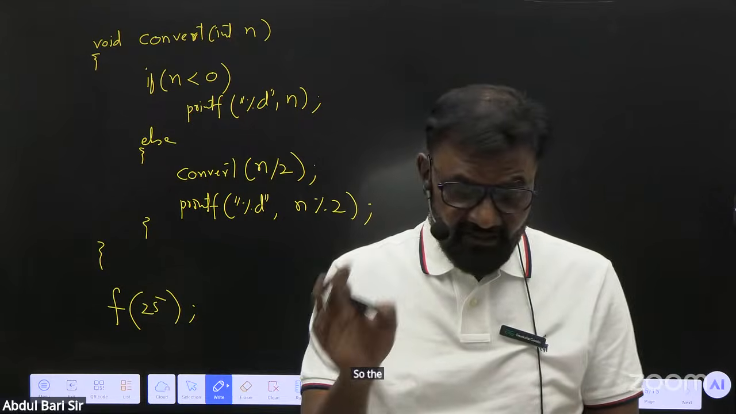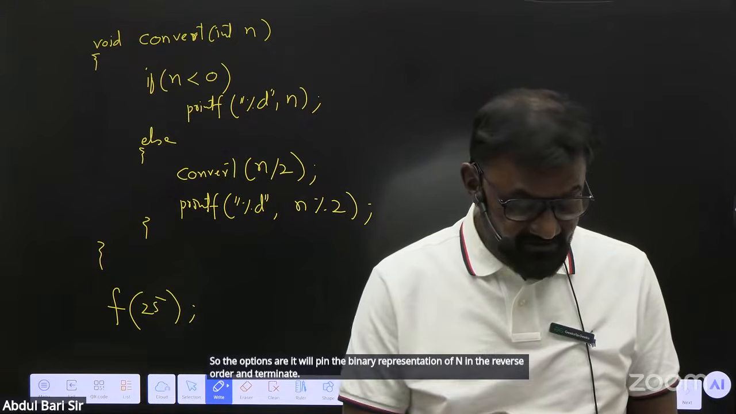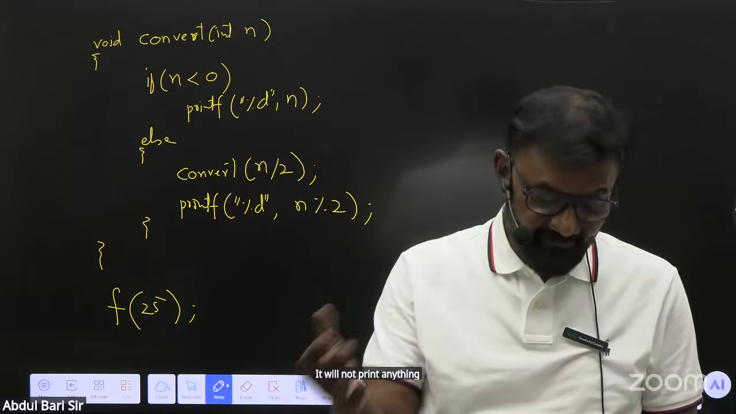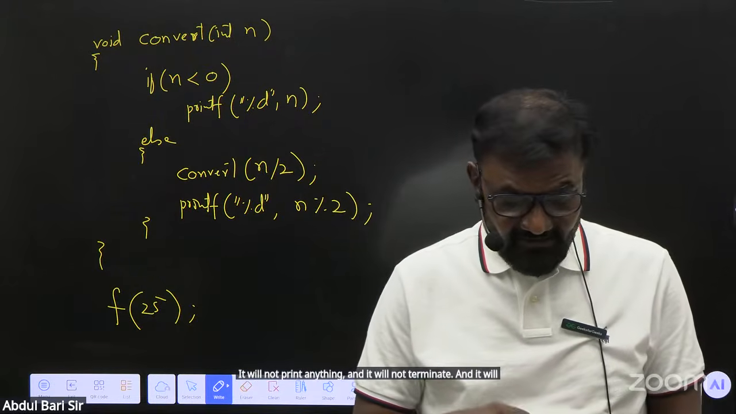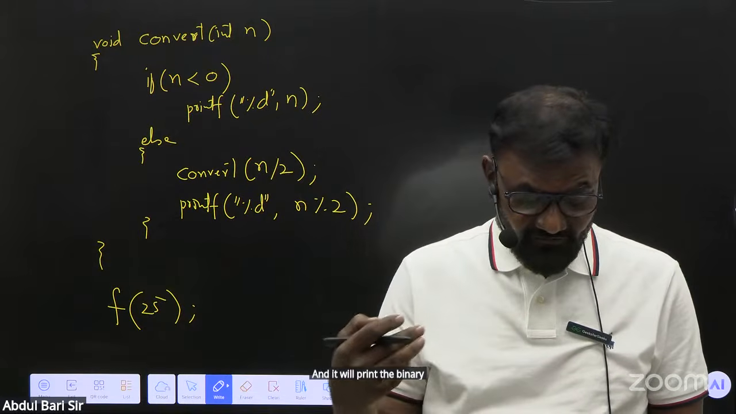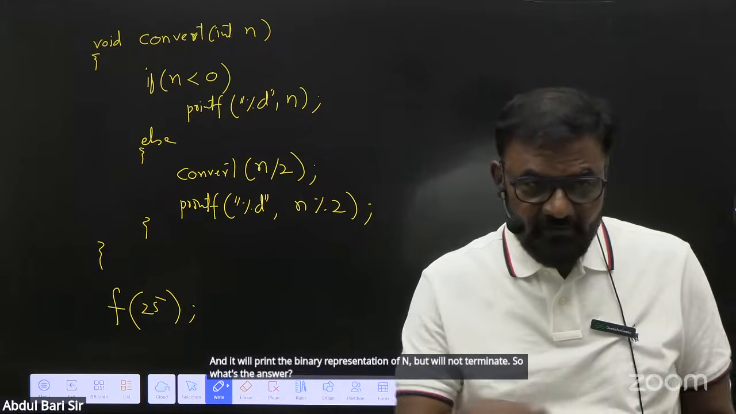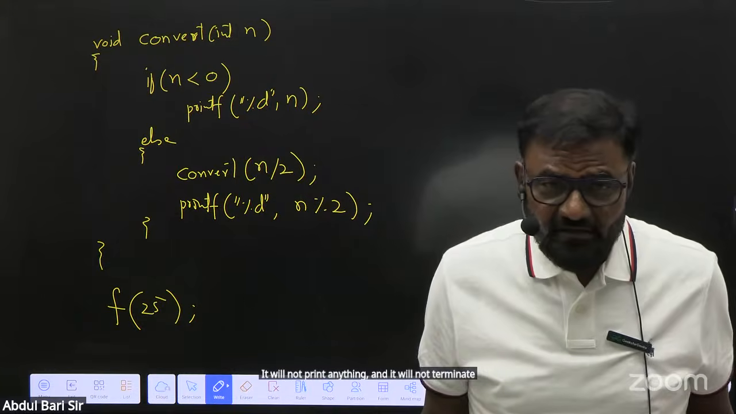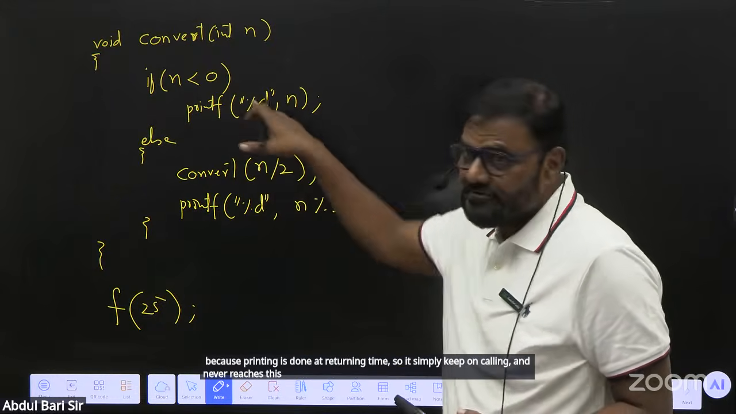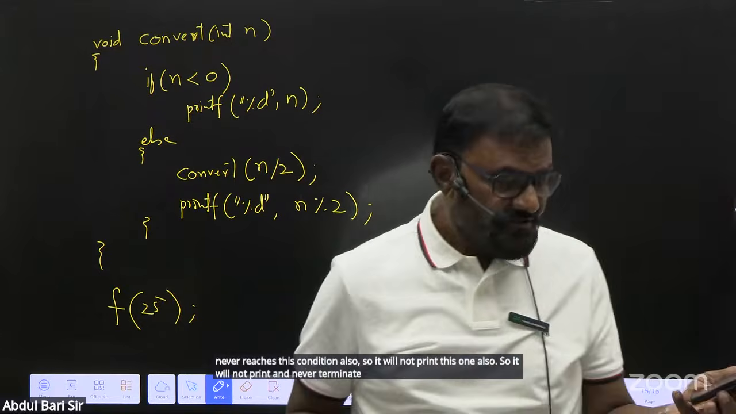The options are: it will print the binary representation of n in the reverse order and terminate. Second option is, it will not print anything and it will not terminate. Third, it will print the binary representation of n and terminate. And fourth, it will print the binary representation of n but will not terminate. So what is the answer? It will not print anything and it will not terminate. It will not print at all because printing is done at returning time. So it simply keeps on calling and never reaches the termination condition either. So it will not print and never terminate. Answer is this one.